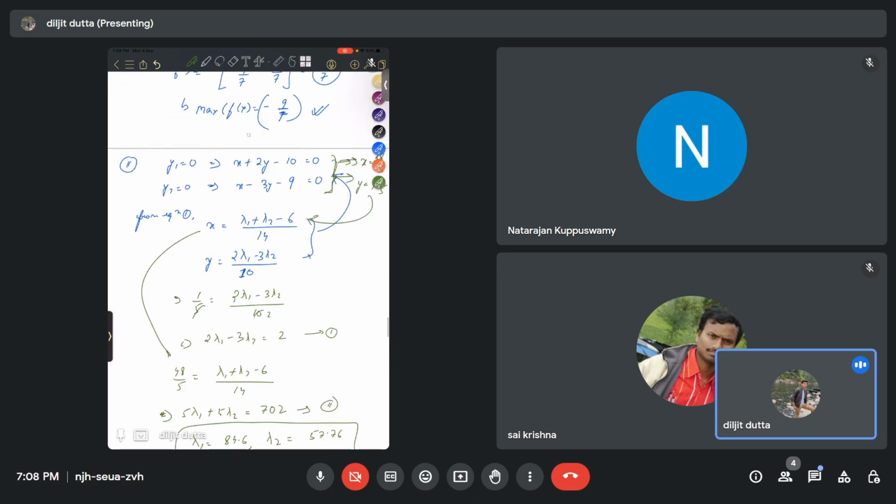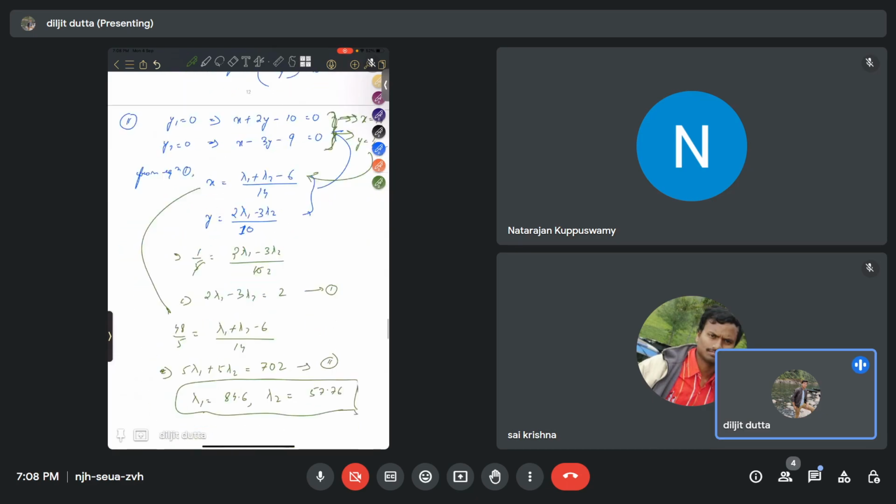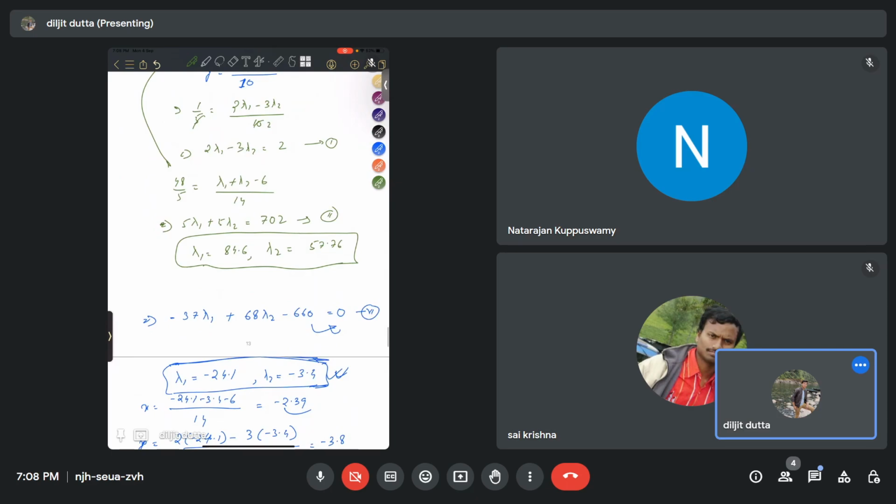What I did is a similar thing. These are the constraint equations. I get the values of x and y from these constraint equations, and then substitute these x and y values into what we obtained for x and y in terms of lambda 1, lambda 2. Now lambda 1, lambda 2 are greater than 0. So this is a feasible solution.